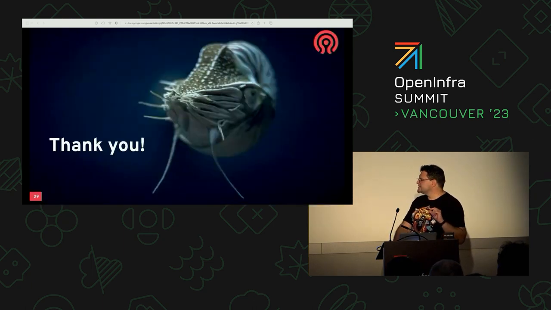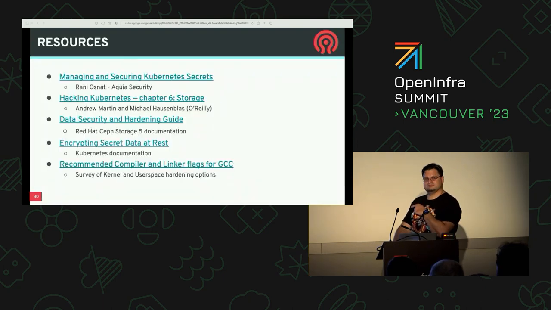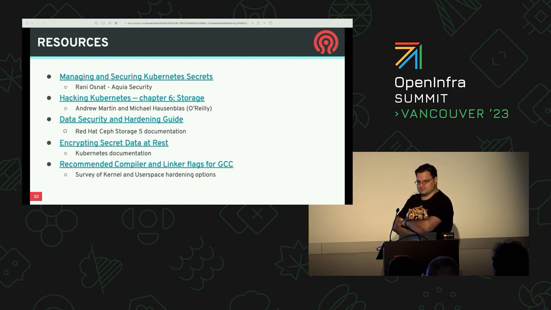Now that is it. There are some more reading things for you available, covering the things that we haven't covered. Kubernetes secrets are always a hot topic, especially Rook-related. So Hacking Kubernetes by O'Reilly and a tutorial by Rani Osnat at Acquia Security cover that in detail. Our product, Red Hat Ceph Storage and IBM Storage Ceph, have a dedicated hardening guide that expands what I was describing in long form. Kubernetes documentation has a very nice treatment of encrypting data at rest, and again, those mysterious options from GCC for the hardening of binaries are also documented.